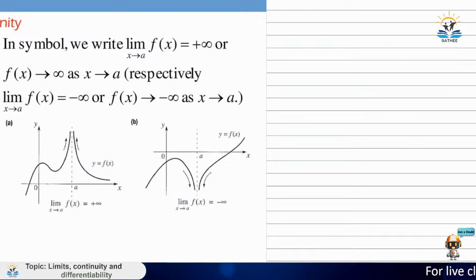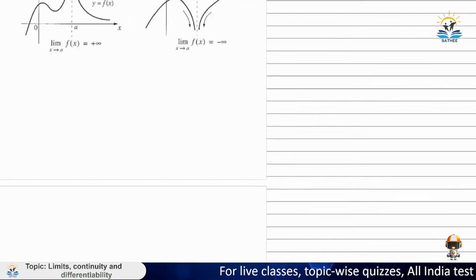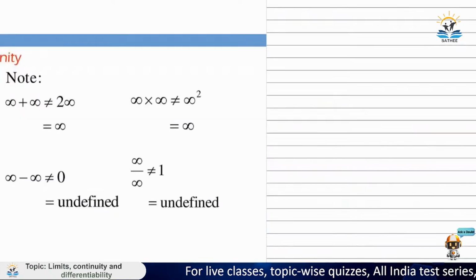Let's see another question. So infinity in symbol, we write limit x tends to a of f of x is equal to plus infinity. This is very easily understandable.